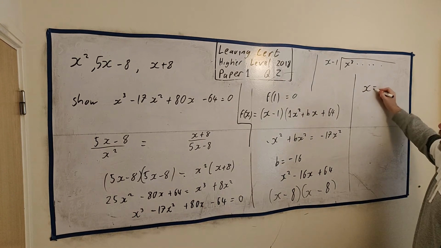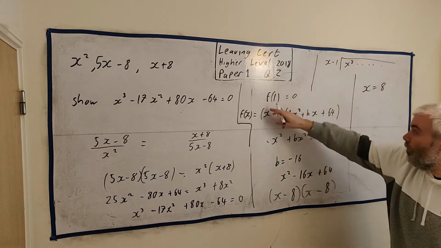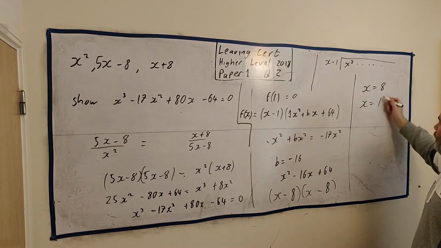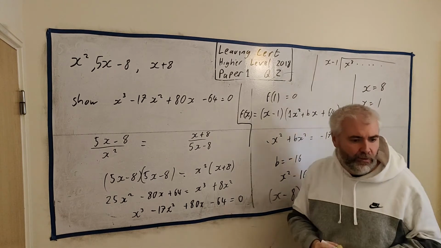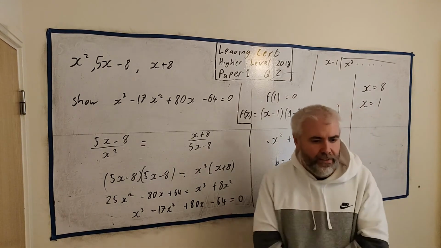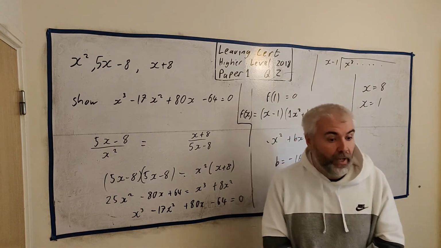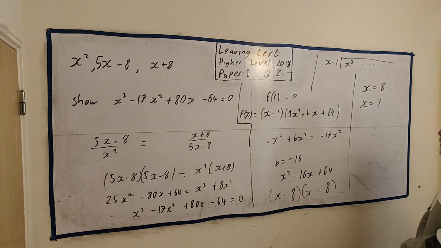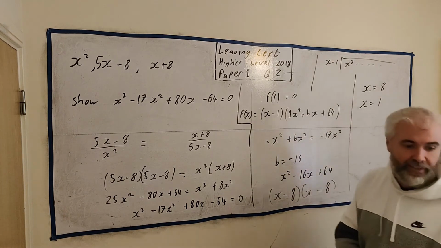So the other answer would be x is equal to 8. They gave us one of them, x is equal to 1. We found the other one, x is equal to 8. Let's see, is that what they asked for? Yes, find another value for x for which f(x) equals 0. x equals 8 is the answer.